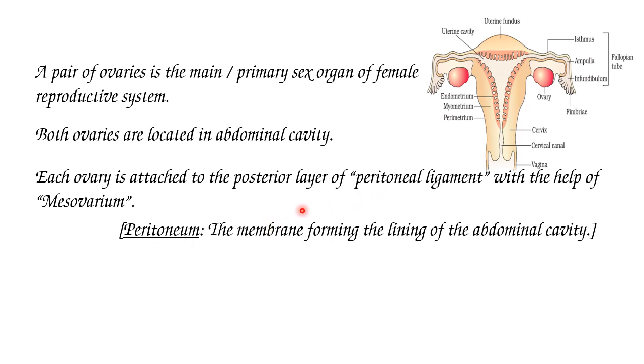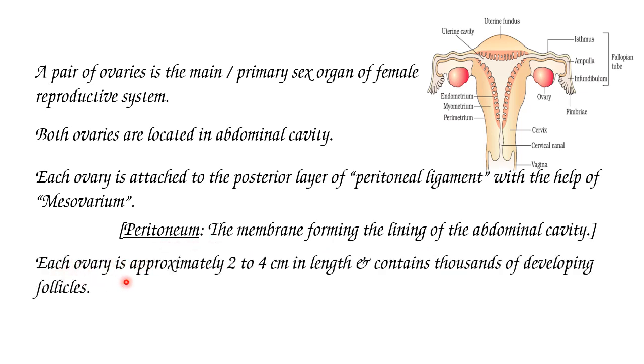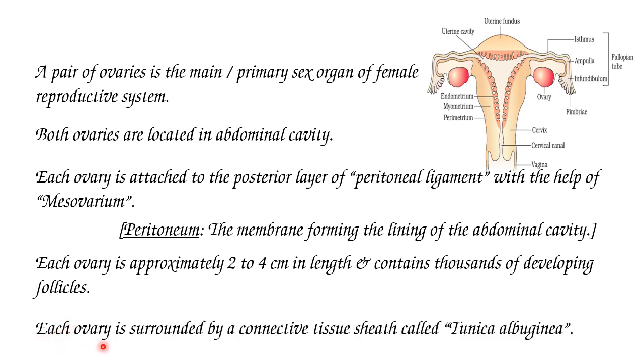So what is meant by peritoneum? The membrane forming the lining of the abdominal cavity is called peritoneum. Each ovary is approximately 2 to 4 centimeters in length and contains thousands of developing follicles. Each ovary is surrounded by a connective tissue sheath called tunica albuginea.